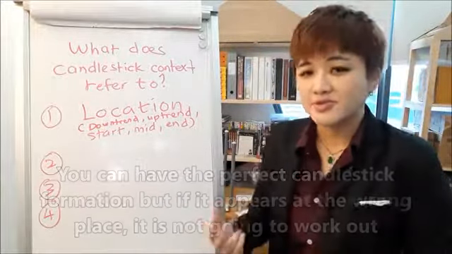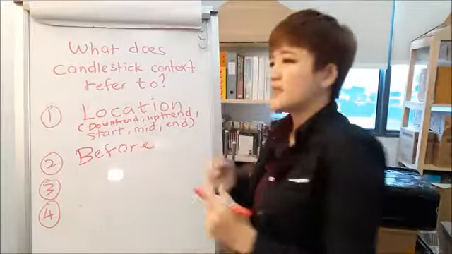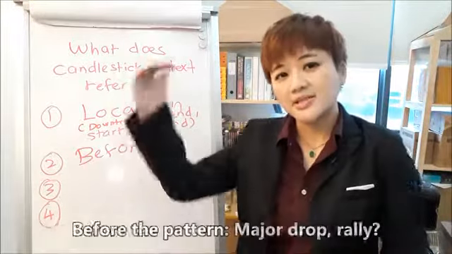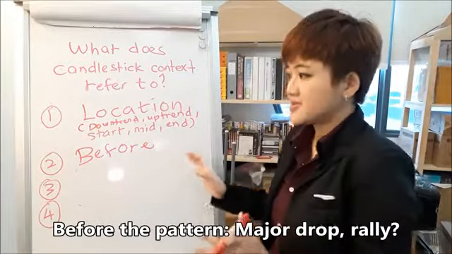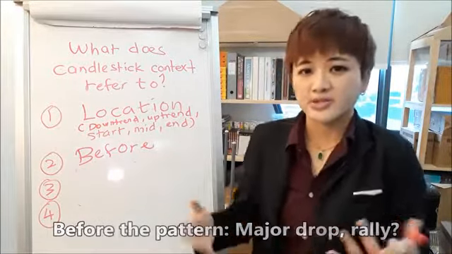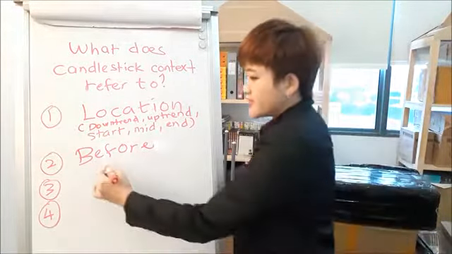The second thing when it comes to context is what comes before the pattern. Is it a major drop? Is it a major rally? Because all these signals are very important. So for example, if you see a major drop in price, like a 90-degree drop, before a bullish army is formed, again later I'm going to talk about this, this increases the chance that a reversal is going to take place.